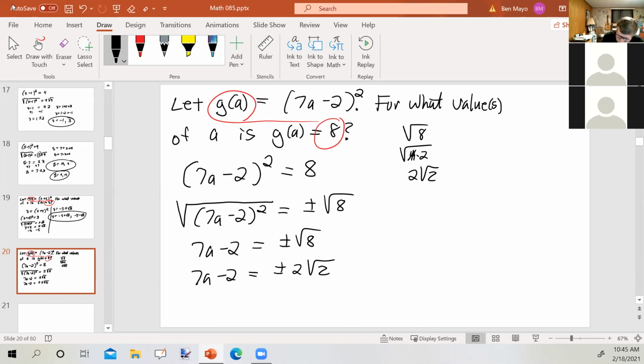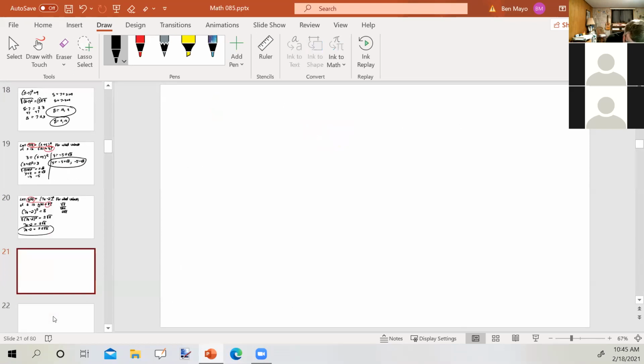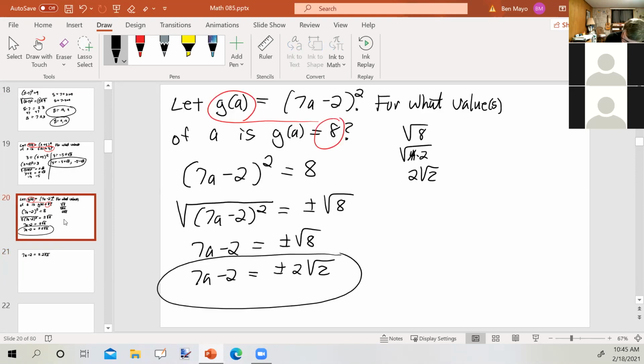All right. I'm going to take that situation right there and copy it onto the next page so I have a lot of room to work with because we're not done yet. So I've got 7a minus 2 equals plus or minus 2 square roots of 2. Let's make sure I copied that correctly.